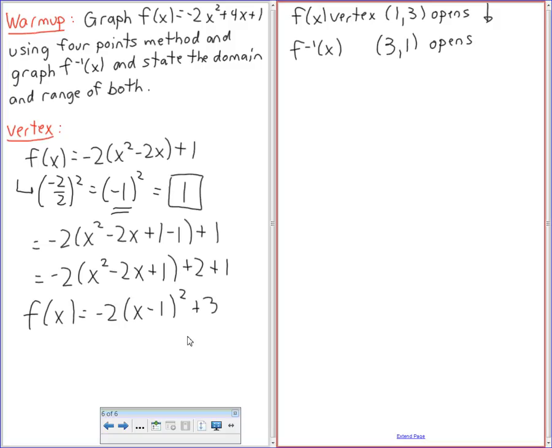So all we're going to do for every point on here is find the original point, then for f inverse, flip and we'll go.